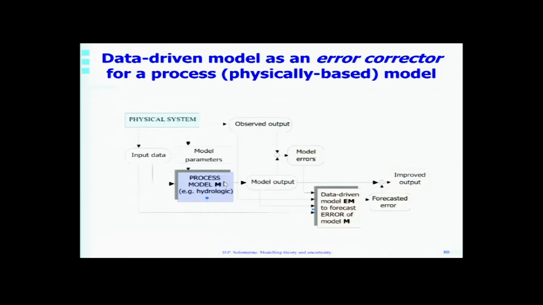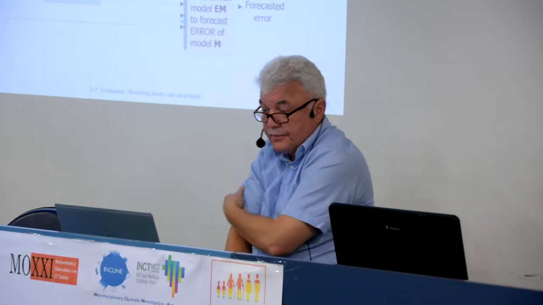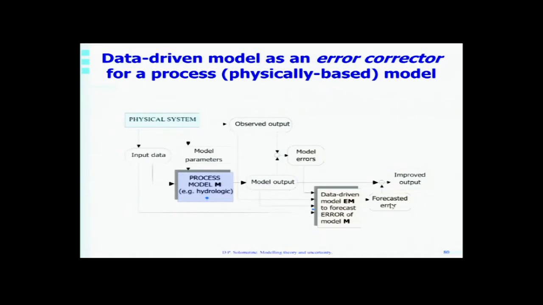So for the past data, the model would generate model output. You compare it to the observed output. You calculate error for each time step. Okay? And you stop there. What we did, we built an error corrector now. First step. So the error corrector would forecast the error based on the past data.